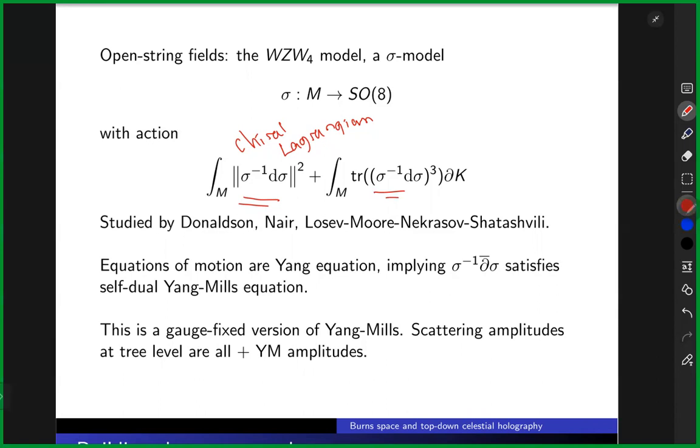Well, the meaning of this in QCD is you have a background U(1) gauge field for the baryon number U(1), because this current it couples to is the topological charge in the chiral sigma model. Anyway, this model was studied by Donaldson and Nair. There's a lovely paper from Losev, Moore, Nekrasov and Shatashvili. And you find that the equations of motion are something called the Yang equation, studied by Yang a long time ago, because he had this matrix formulation of gauge theory. And it tells us that this current I can build for my field sigma satisfies the Yang-Mills equation. So we can think of this as a gauge-fixed version of Yang-Mills theory. And the amplitudes of this theory are all-plus Yang-Mills amplitudes, at least at tree level.